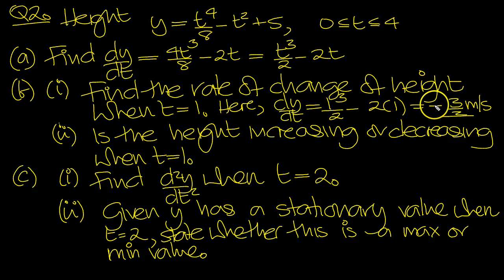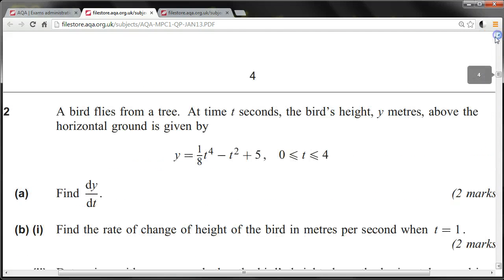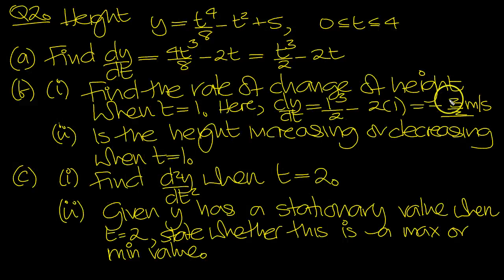So it means it's falling down because this is the height of the bird in the tree from ground level, presumably. Let's have a look at the question to see what it said again. Height in meters above the horizontal ground. Yeah, that's right. So it's the rate of change of height, the velocity, so it's moving downwards here, isn't it?